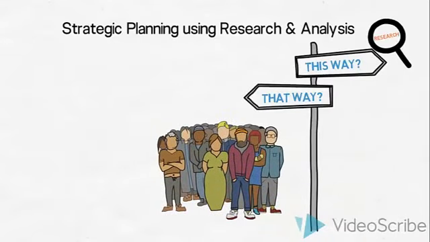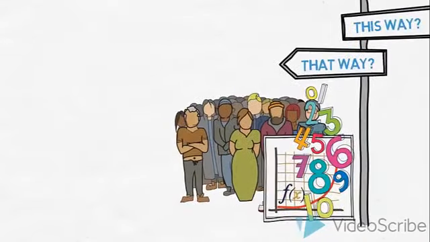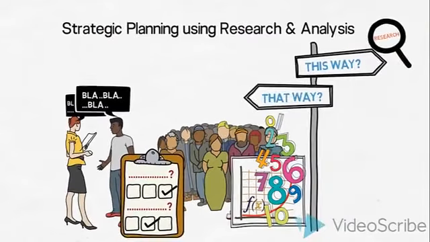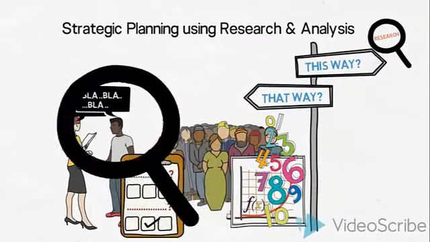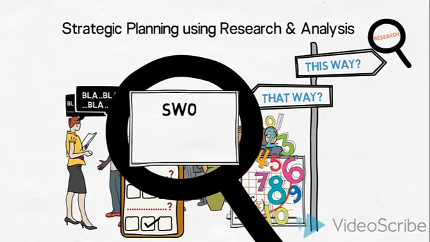When organizations enter into strategic planning, they conduct different types of relevant research and analysis. Marketers often talk about summarizing and concluding their research and analysis in a SWOT and a TOWS.